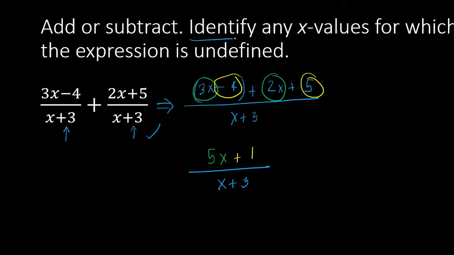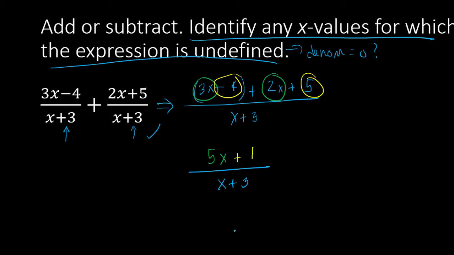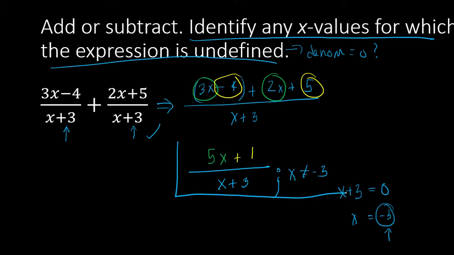Notice that we're also asked to identify any x values for which the expression is undefined, meaning what causes the denominator to equal 0? What value of x causes this? So you would take your denominator, in this case it's a simple denominator, set it equal to 0, and solve for x. Whatever you get, that's the value for which x would cause the expression to be undefined. So our final answer would be this fraction, 5x plus 1 over x plus 3, where x cannot equal negative 3, because if x equals negative 3, our expression is undefined.